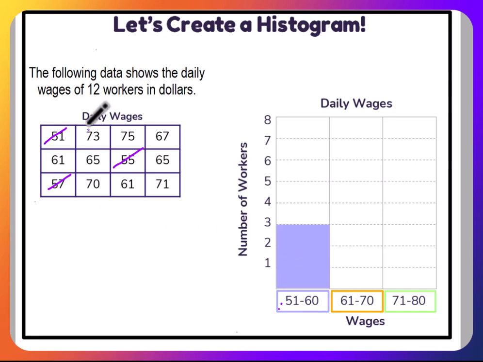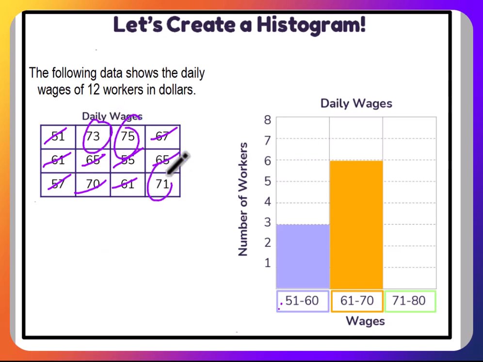Do the same thing for 61 to 70. Here's a 61, here's a 70, that's 2. There's a 65, well that falls in between 61 and 70, so that makes 3. There's 4, 5, there's 6. So we would draw our bar and it would go from the 0 to the 6. 71 to 80, it's what we have left, and there are 1, 2, 3 of them. So we would draw our bar, and there we go. So that would be our histogram.